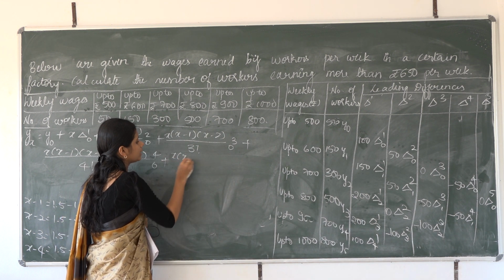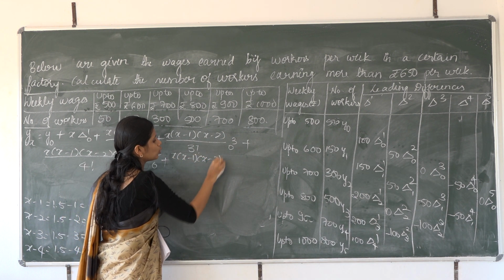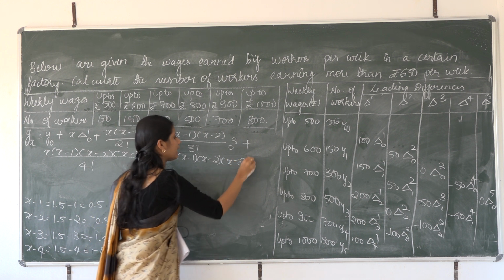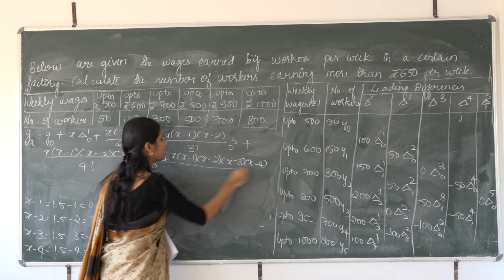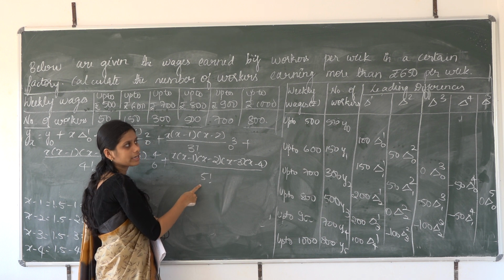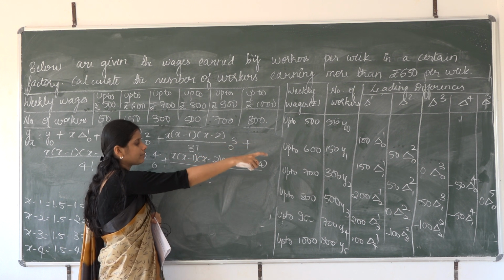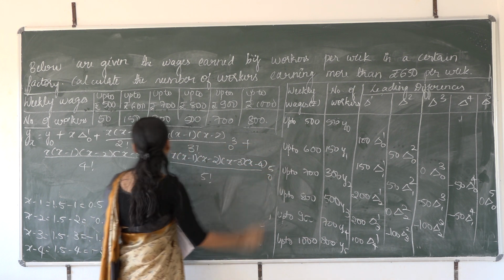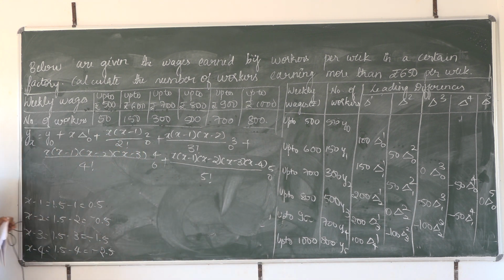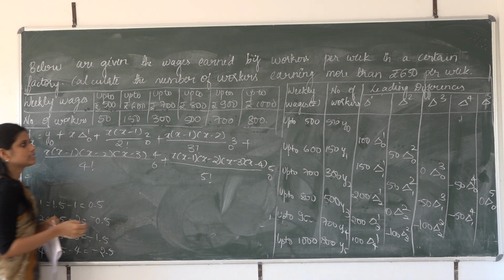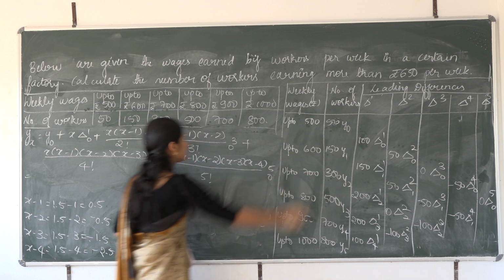x into x minus 1 into x minus 2 into x minus 3 into x minus 4 divided by 5 factorial, up to 5 factorial because up to fifth leading difference we have calculated, delta 0 raised to 5. So this is the formula. Now we are going to substitute the values in this formula. y0 value in the leading difference table. Value of y0 is 50.